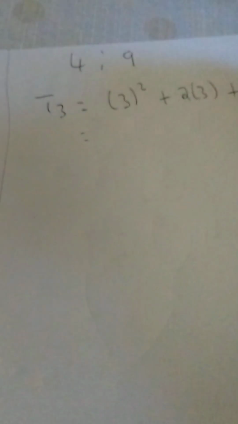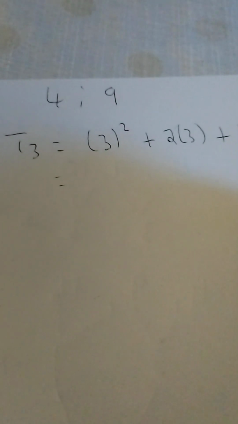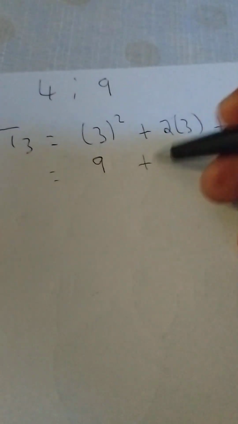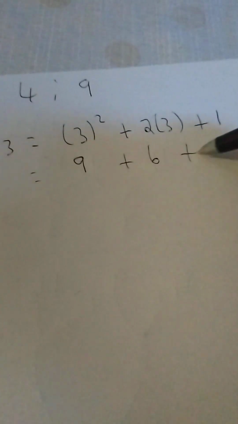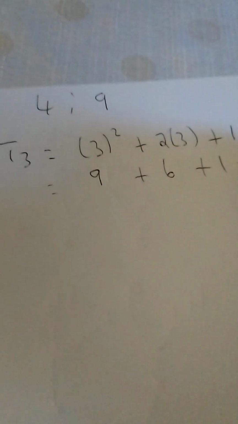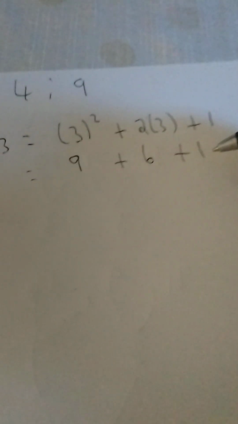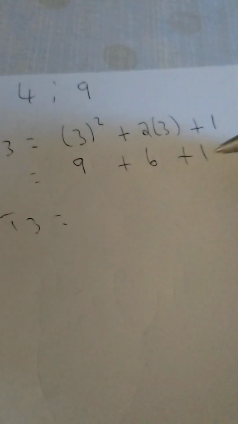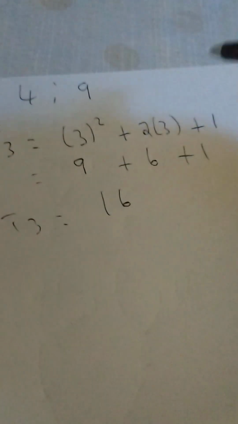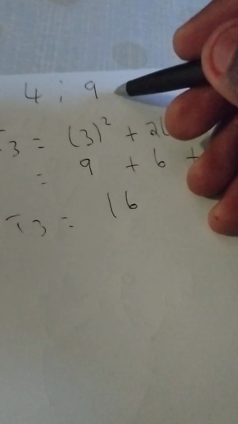Now to simplify this, I know 3 squared will give us 9, and then plus 2 times 3, that will be 6, then plus 1. So 3 squared is 9, then 2 times 3 is 6, and then plus 1. So our T3 should be 9 plus 6, which is 15, plus 1, that will be 16. So T3 will be 16, meaning this correlates with our sequence.